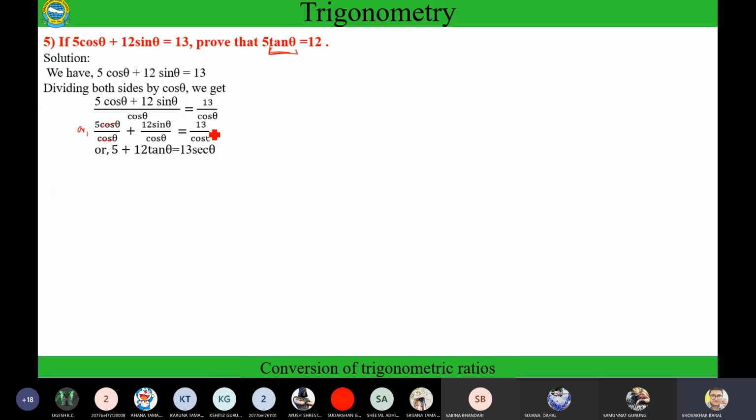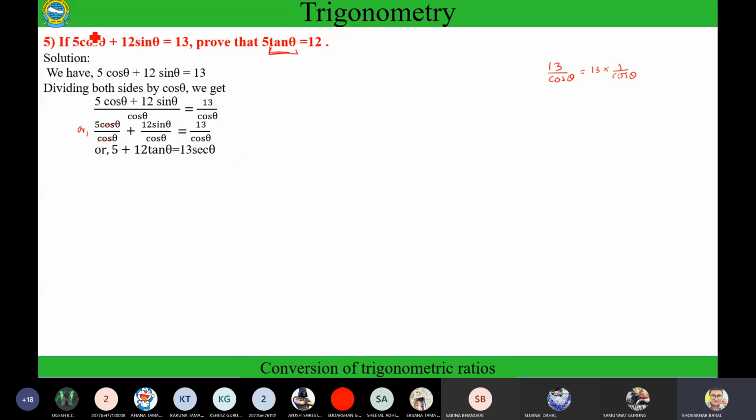13 into 1 upon cos theta. See here, this 13 by cos theta can be written as 13 times 1 by cos theta. So 1 by cos theta is basically sec theta, the formula. So let's replace it. So 5 plus 12 tan theta is equals to 13 sec theta.